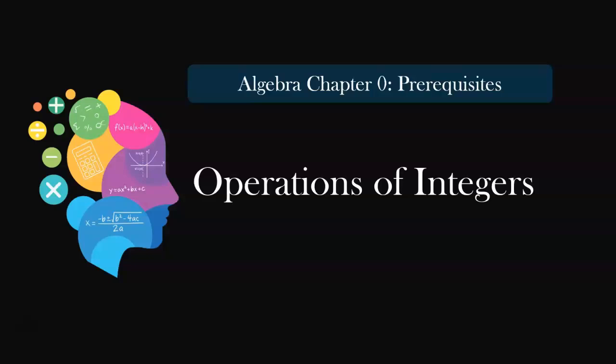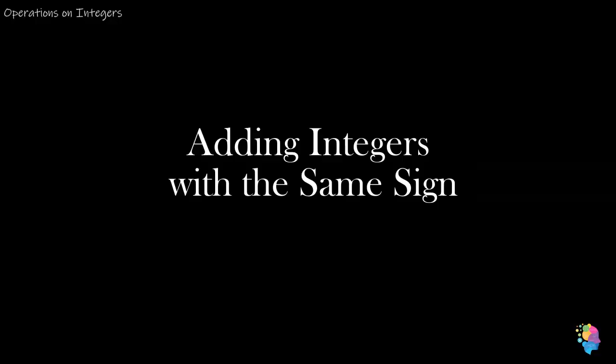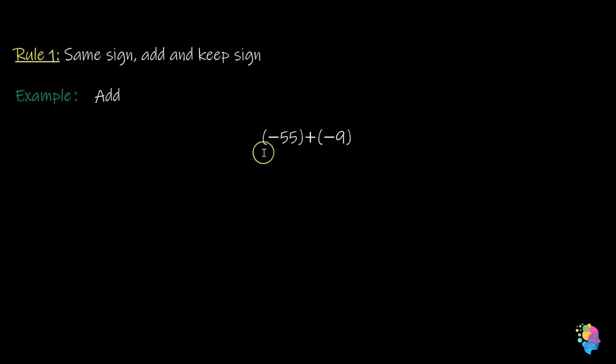Welcome to a video on operations of integers, adding integers with the same sign. They're asking us to add negative 55 plus negative 9. First, I'm going to notice that 55 is a negative and that 9 is also a negative. So then they have the same sign.